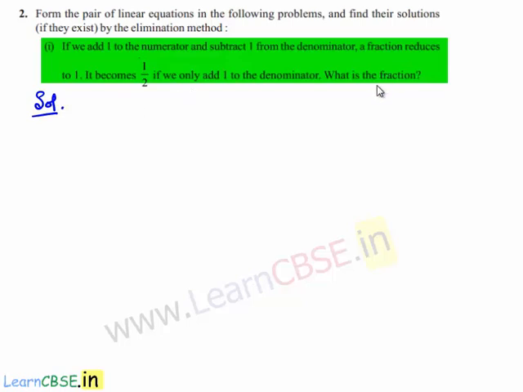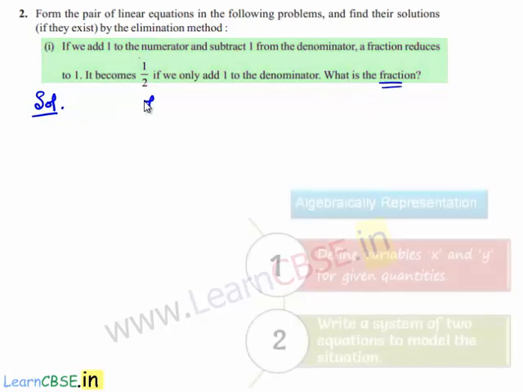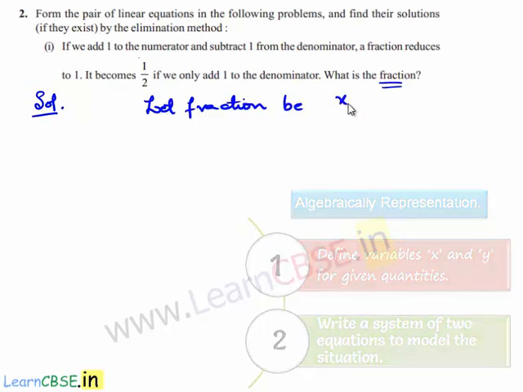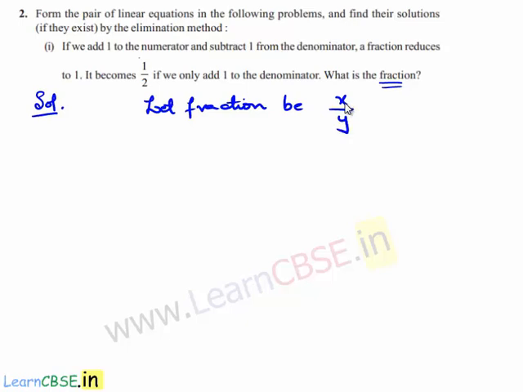In this problem, we are required to find a fraction which is subject to certain conditions. So let us assume the fraction to be, let the fraction be x by y. Here x is the numerator and y is the denominator.